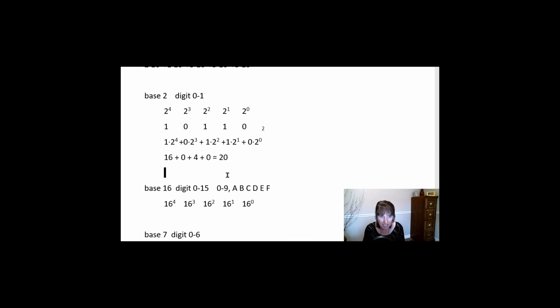So what this is saying is that the binary number, base 2, is equal to 20. And 20 is base 10 because it doesn't specify any subscript. So we just converted a base 2 number to a base 10 number.